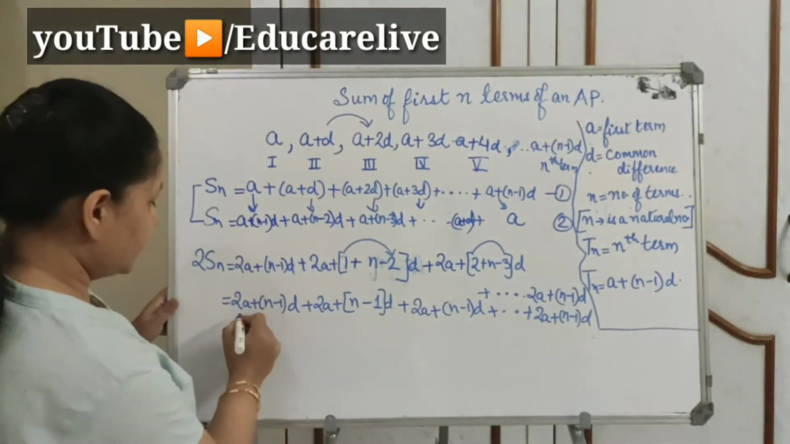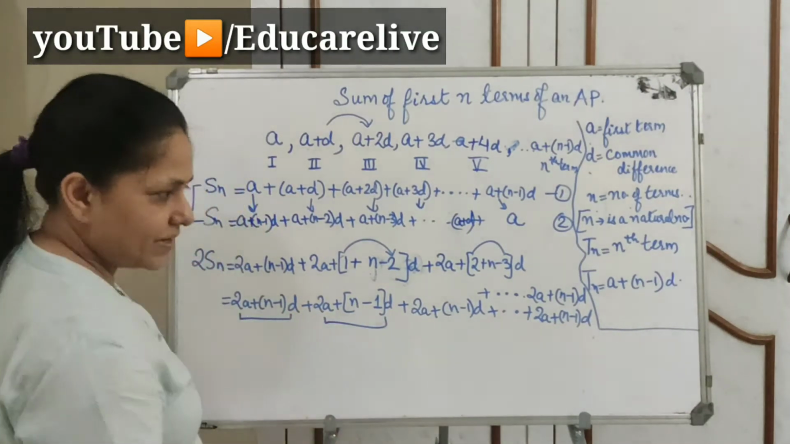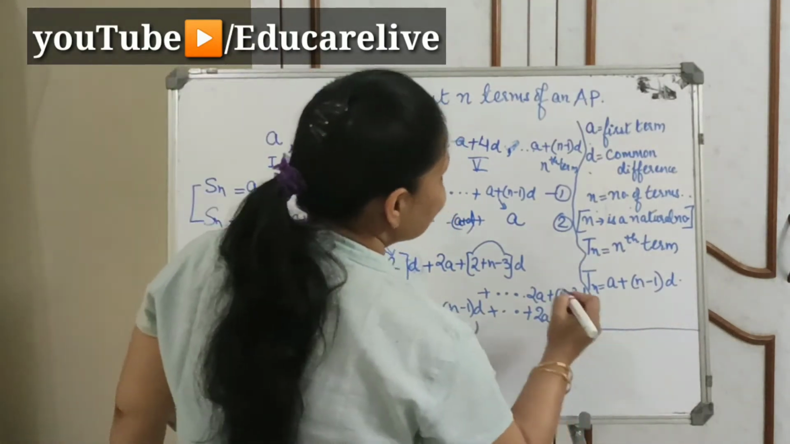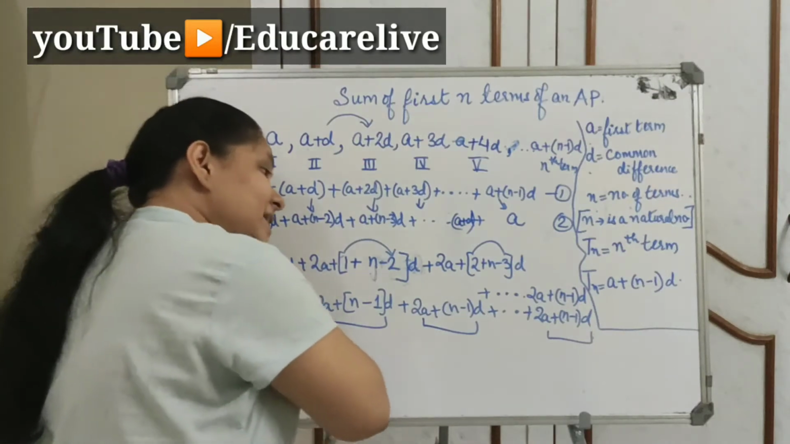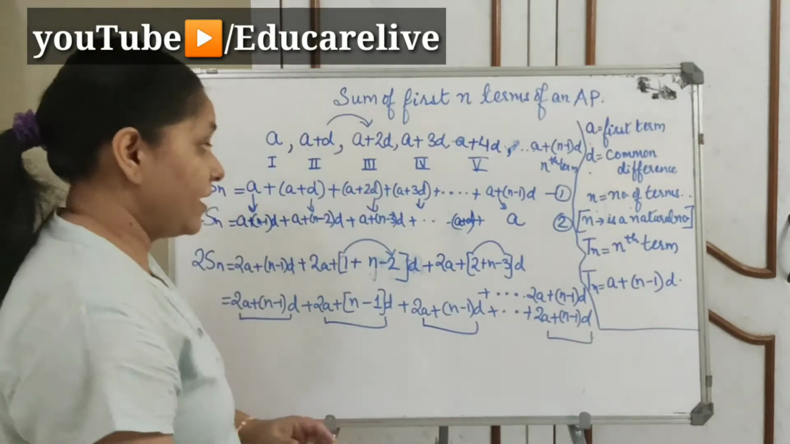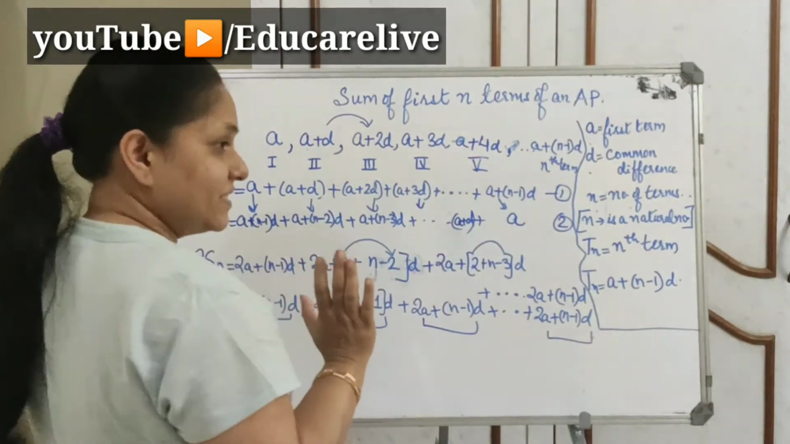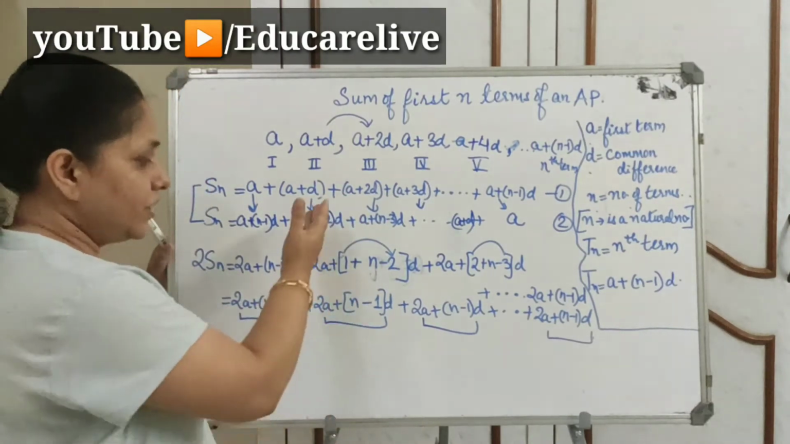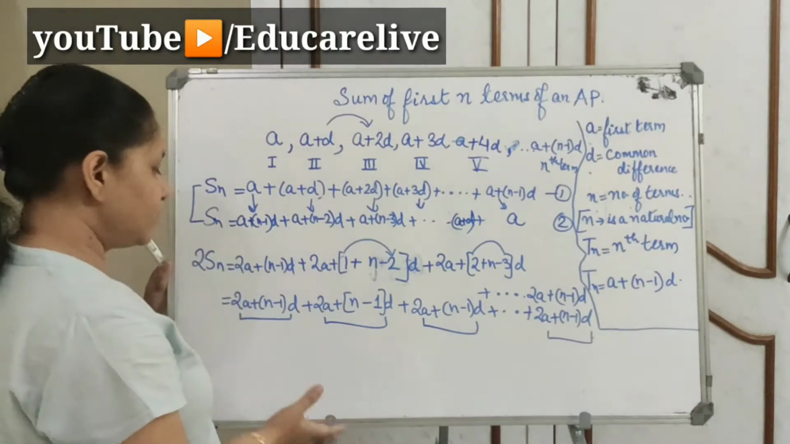If you observe closely, this is 2a plus n minus 1d, this is 2a plus n minus 1d, this is 2a plus n minus 1d, and the last term is also 2a plus n minus 1d. That means we are getting the same term n number of times. क्योंकि देखो यहाँ पर हमने n terms लिखे, n terms हैं, यहाँ पे भी n terms हैं. जब हम n terms को n terms से जोड़ेंगे तो हमें n terms ही मिलेंगे. Right? We are going to get the n terms only.